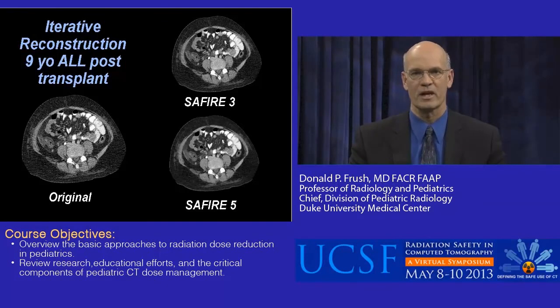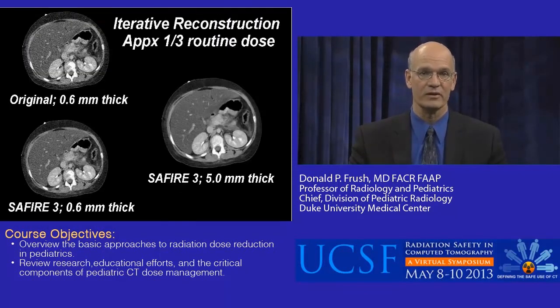And with full implementation and improved image reconstruction, I think many individuals are targeting 75 to 90% dose reductions compared to what we were doing, say, 5 to 10 years ago. Here's the same child here, original 6 millimeter thick image, applying an iterative reconstruction methodology here, 0.6 millimeter thick. And you can see nicely when we reconstruct a 5 millimeter thick image here is that the image quality is excellent at 1/3 of a routine dose that we would do.